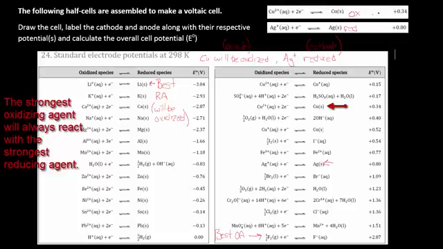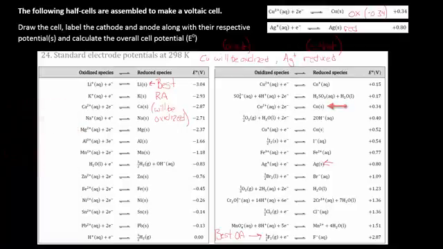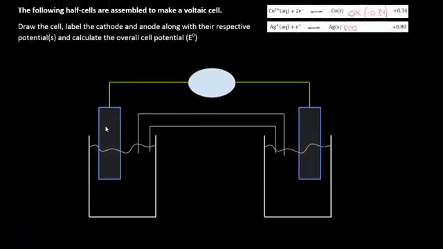So if copper is going to be oxidized, that means I'm going to have to reverse the equation here. So I'm going to have to reverse the cell potential. When I go to actually assemble the cell, I'm going to put copper and silver electrodes. I'm going to put copper and silver appropriate ionic solutions. I'm going to make sure I label a salt bridge.